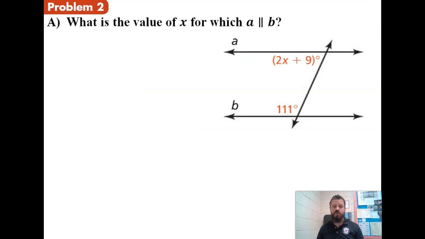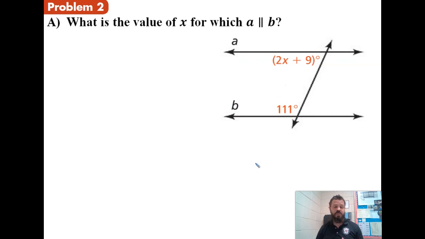All right, so let's go ahead and put those theorems or properties to use here. Problem 2 says, what is the value of x for which line A is parallel to line B? Okay, so here we have some expressions for some angles, so we'll probably have to do some algebra. And we want to know what value of x is going to make these two lines parallel.